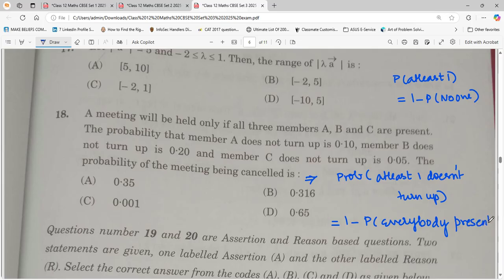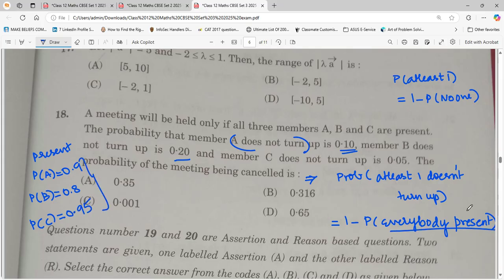Okay. So how do you find that? What is the probability of A being present? What is given is A does not turn up. So what I'm writing here is present. That will be the complement of this, which is 0.9. Probability of B being present is the complement of 0.20, which is 0.8. Probability of C being present is 0.95. So probability of everybody being present is the product of all three. So it has to be 1 minus 0.9 times 0.8 times 0.95. So the answer will be 1 minus 0.72 times 0.95.